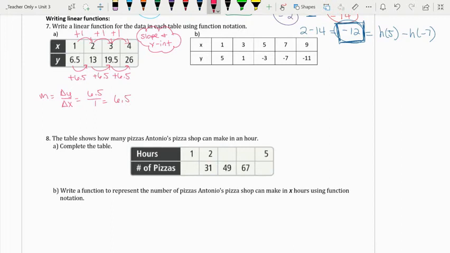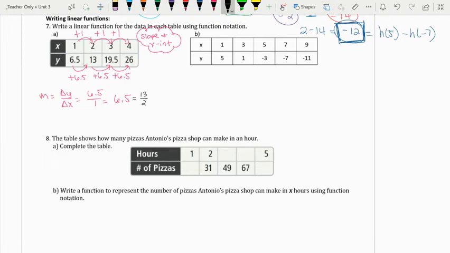Now, yes, slope should technically always be a fraction. This is 6.5, so you can rewrite this as 13 halves. But you don't necessarily have to for these specific problems.